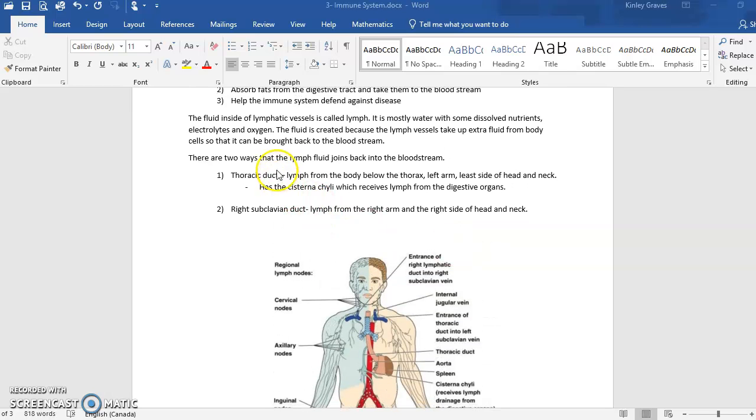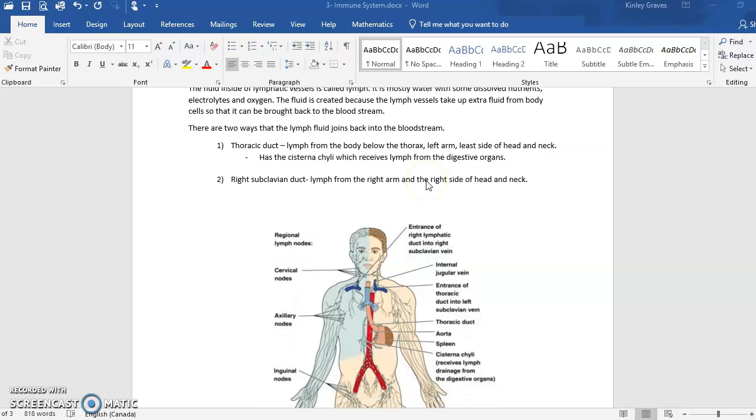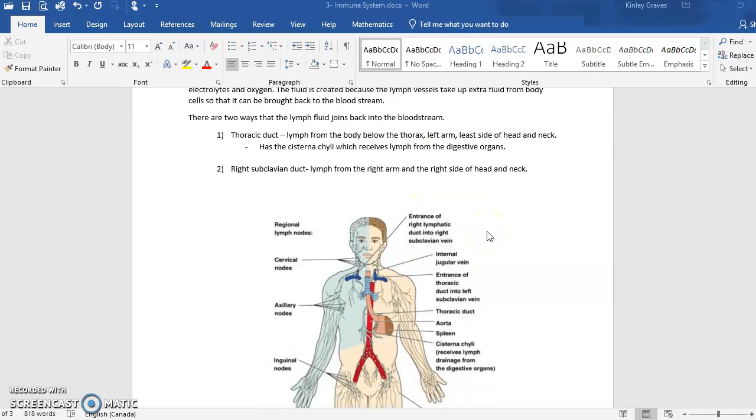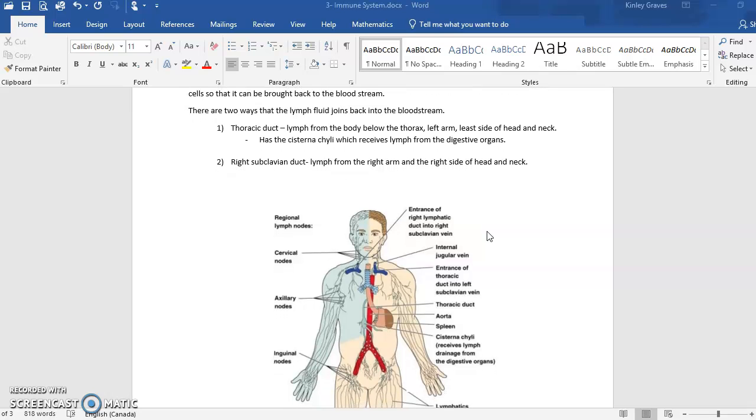Okay, so there are 2 ways that the lymph fluid joins back into the bloodstream. 1 is the thoracic duct, so lymph from the body below the thorax, the left arm, so that's talking about this kind of reddish tinged side. So again, from the body below the thorax, the left arm, and the left side of the head and neck, including the cisterna chyli, which receives lymph from the digestive organs. So all of these areas, so this lower body, left arm, left side of the body pretty much, is emptying into the thoracic duct, okay?